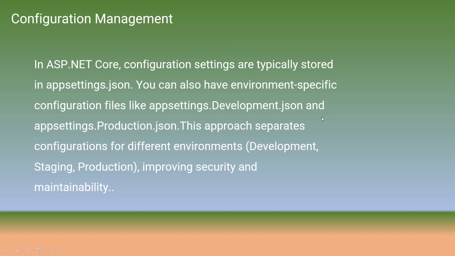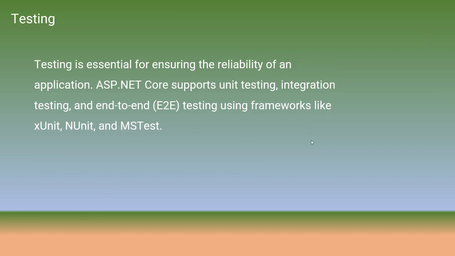Manage your application's configuration effectively. Use appsettings.json for storing configuration settings. Utilize environment-specific configuration files for different deployment environments: development, staging, production.